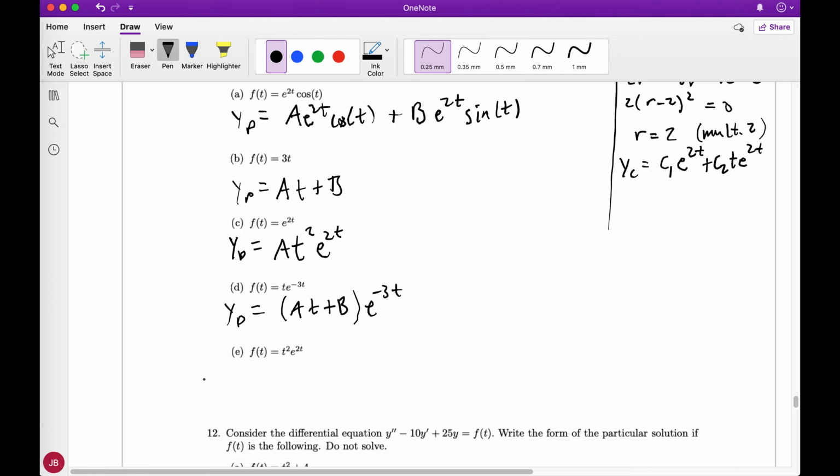All right, so this one is definitely the hardest for number 11 here. So let's see what we can do. I'm going to leave a little bit of space, but we see it's very similar. We have a degree 2 polynomial times e to the 2t. So that means that our guess is going to be the same.